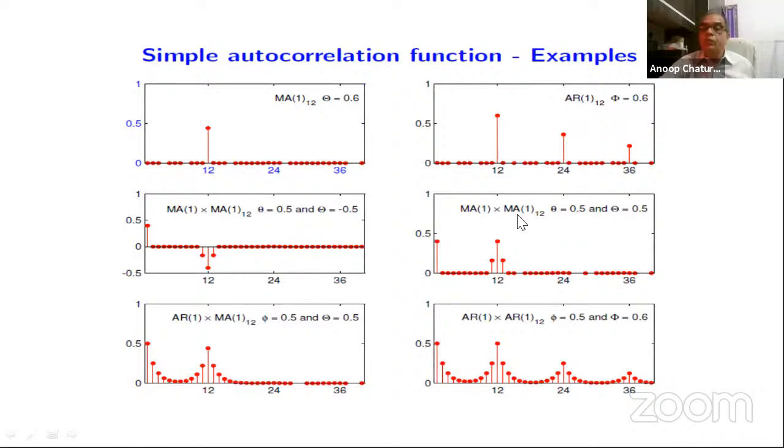If you consider the MA(1)12 process with theta equal to 0.5, then it behaves in a similar manner, except that these autocorrelation coefficients are positive. Now, consider the AR(1), MA(1)12 process.